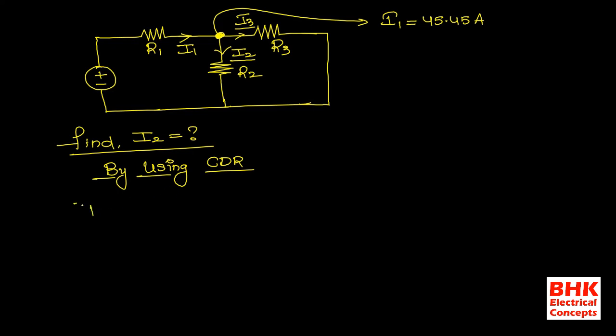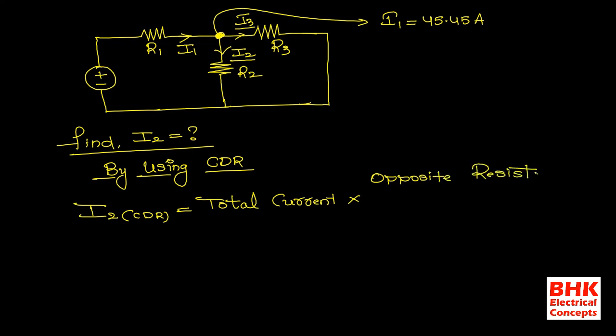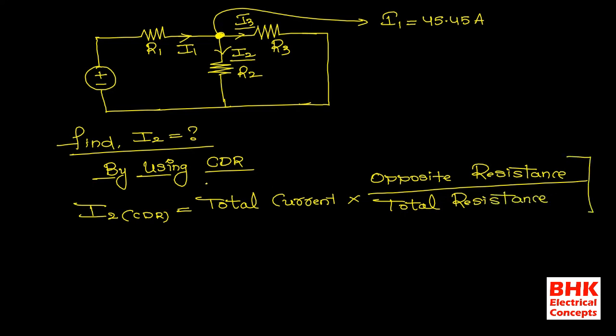So here I2 by using CDR is equal to, the formula is, total current into opposite resistance divided by total resistance. Here total current represents the current available at the junction point. Opposite resistance: from this junction point two currents are flowing outgoing, that is I2 and I3. Now if you are finding the value of I2, then definitely R3 is the opposite resistance.